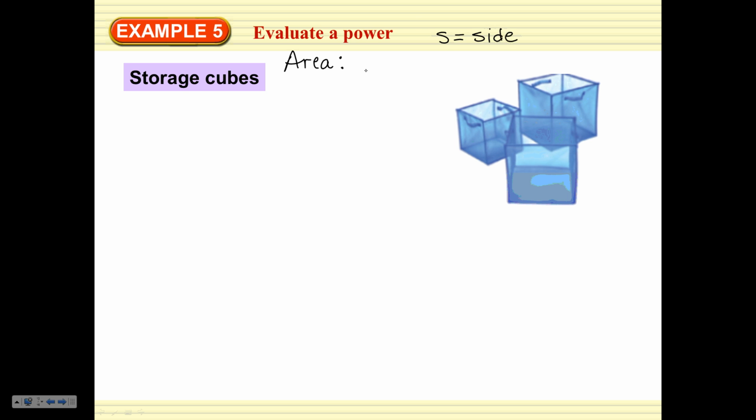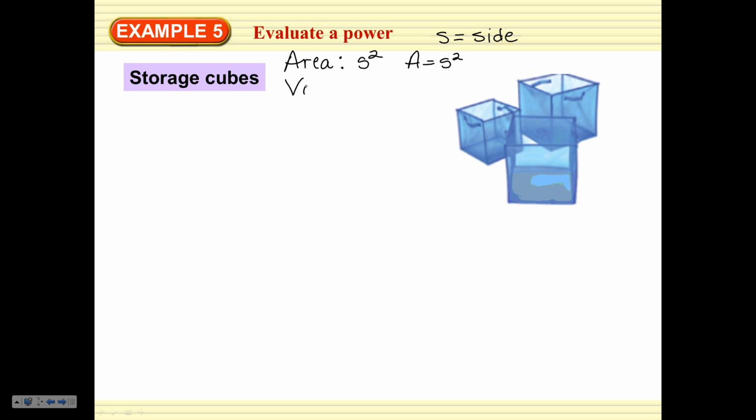So the area of a square would be side times side. And if it's a square, it's obviously the same measurement. So it would just be S squared. Or area equals side squared. Okay?